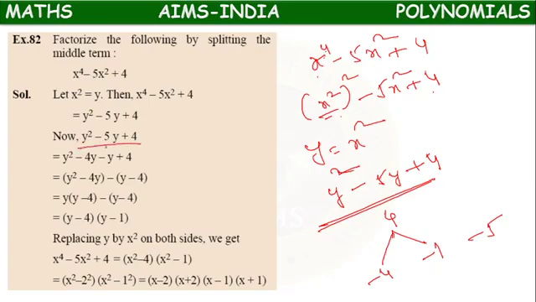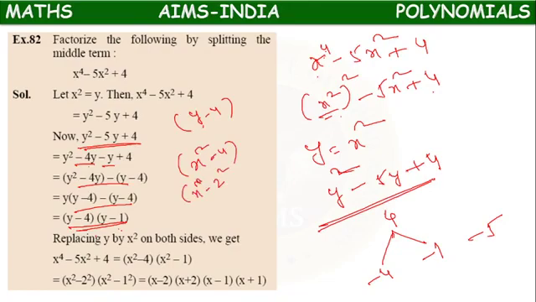So y square minus 4y minus 1y. We can take common, and y minus 4, y minus 1 comes. But again, in the place of y we have to keep x square, so x square minus 4, or it can be written as x square minus 2 square. Which means a square minus b square, which is a plus b into a minus b. Two factors will come.